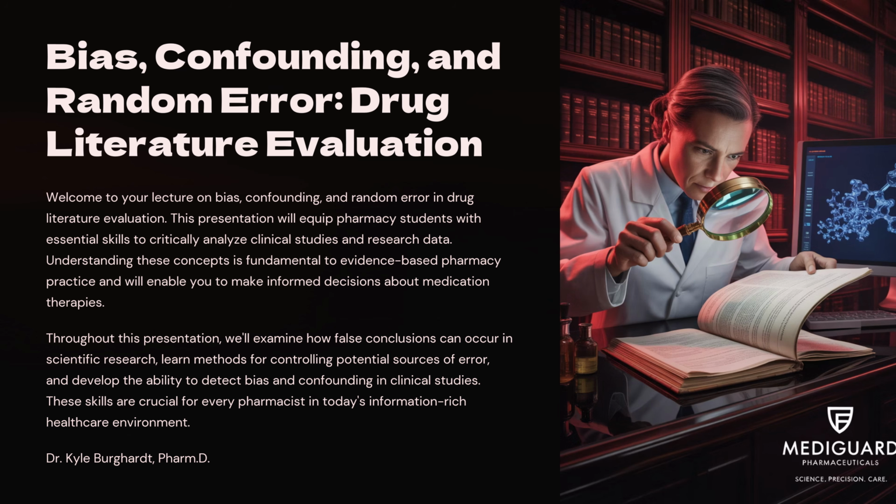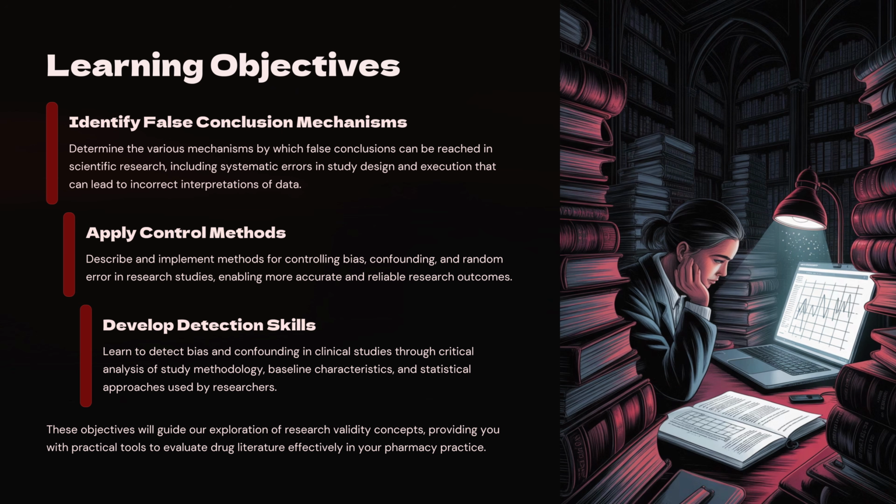Welcome to our Module 4 lecture on bias, confounding, and random error. The learning objectives for this module are to identify false conclusion mechanisms, so what causes false conclusions; figure out how we can apply methods to control the risk of false conclusions; and then finally develop some skills that allow you to detect bias and confounding in clinical studies.